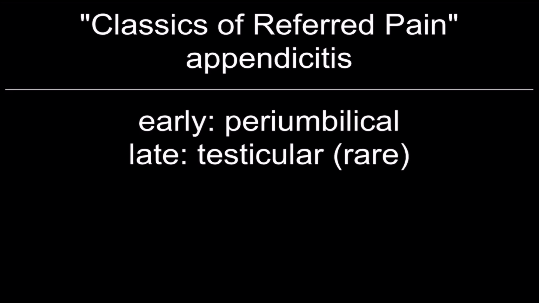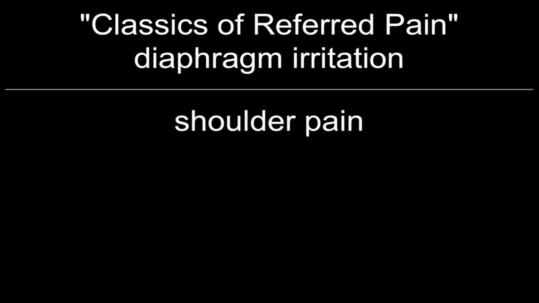Cholecystitis, referred pain. Right subscapular. Appendicitis, referred pain. Early is going to be periumbilical, umbilical, and then it migrates to testicular rarely. But if it's peritonitis, then it localizes to the right lower quadrant. Diaphragmatic irritation. Shoulder pain.